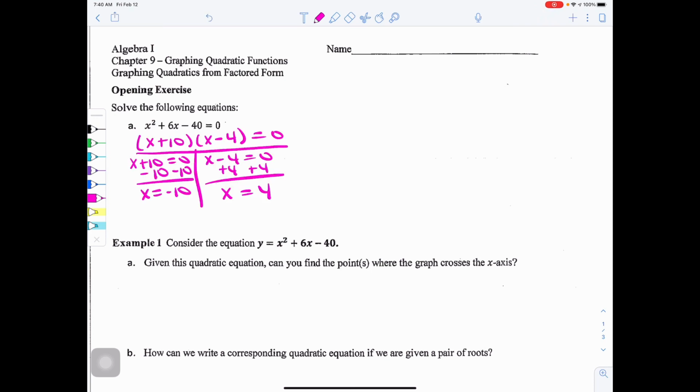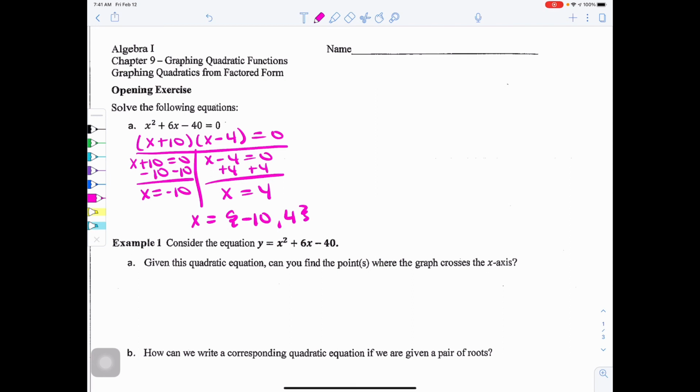Okay, now that you've had time to try the opening exercise, you can check your answers. X squared plus 6x minus 40 is a trinomial with an a value of 1. So you're looking for the factor pairs of negative 40 that would add up to positive 6. So that's x plus 10 and x minus 4. Set each factor equal to 0 and solve. You get an answer of x equals negative 10 and positive 4.